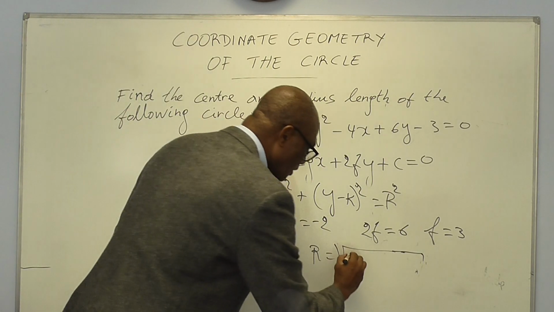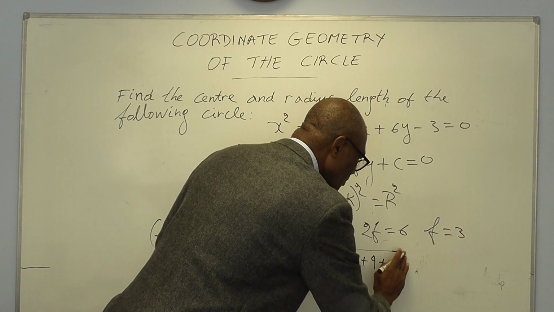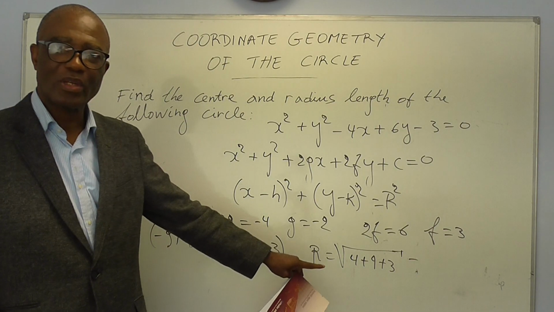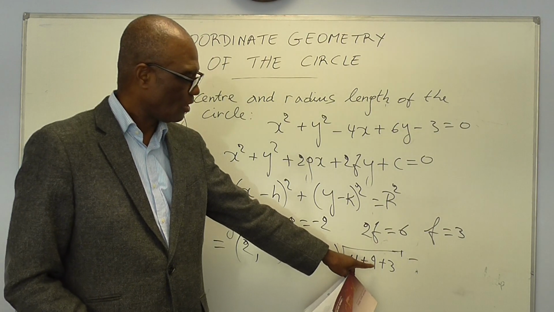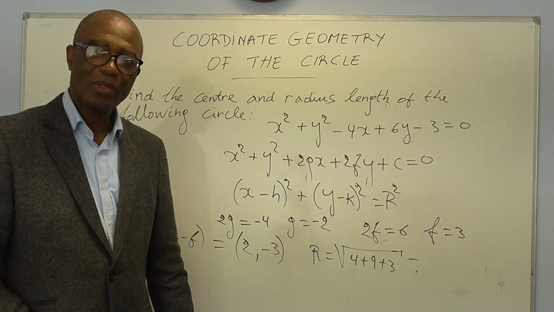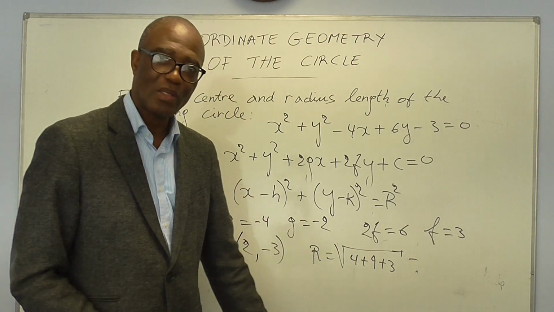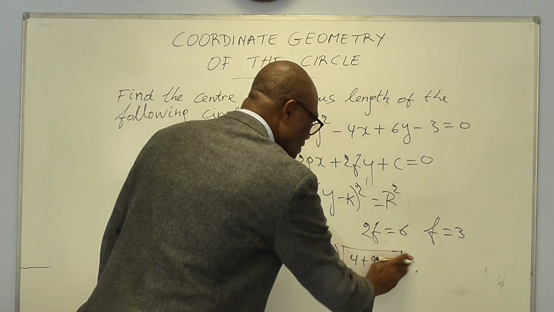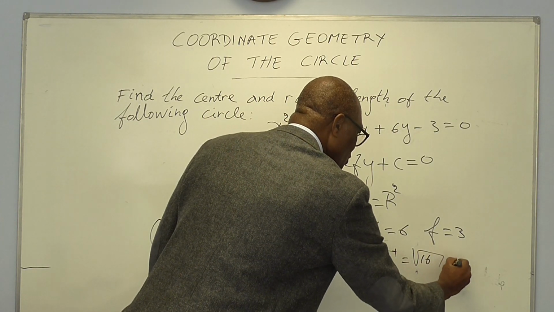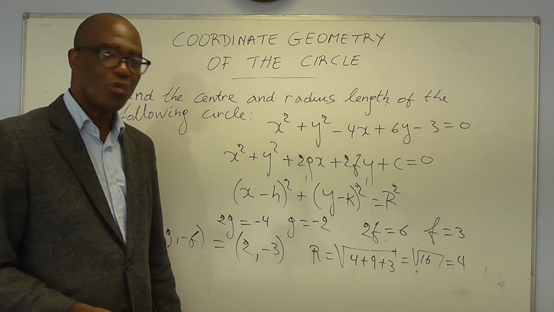Okay. 4 plus 9 plus 3. What will this give? 4 plus 9 is 13. 13 plus 3 is 16. So 16, square root of 16 is equal to 4. So the radius is equal to 4.